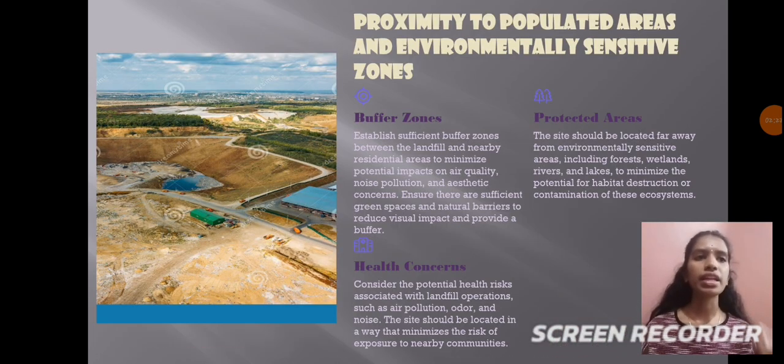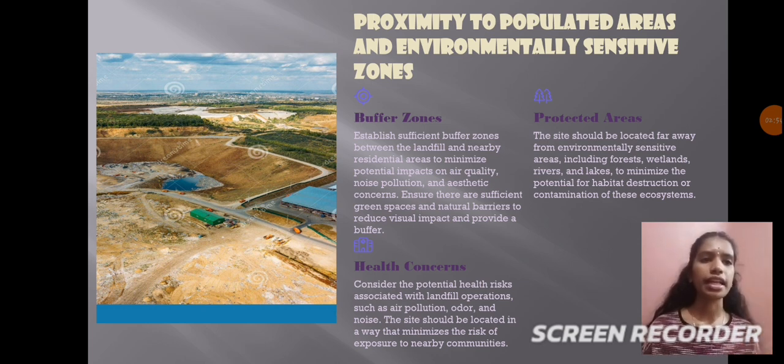Proximity to populated areas and environmentally sensitive zones. First, buffer zones. Establish sufficient buffer zones between the landfill and nearby residential areas to minimize the potential impacts on air quality, noise pollution, and aesthetic concerns. Ensure there are sufficient green spaces and natural barriers to reduce visual impact and provide a buffer.